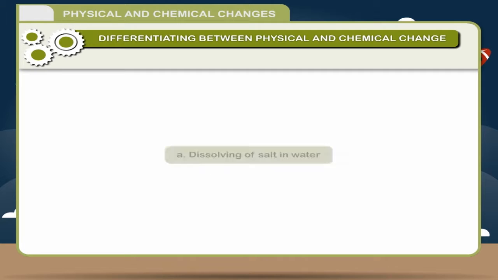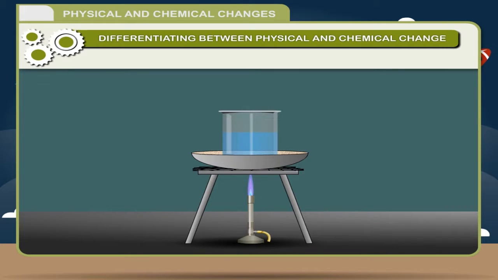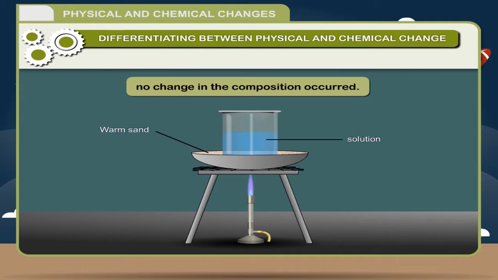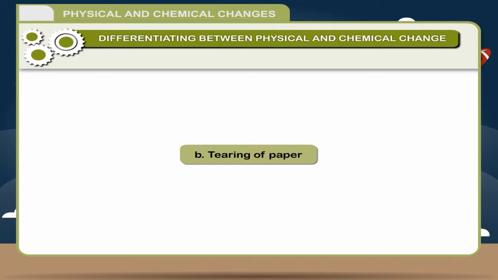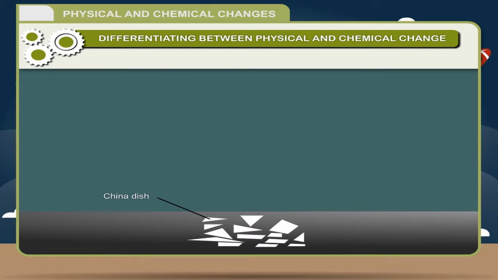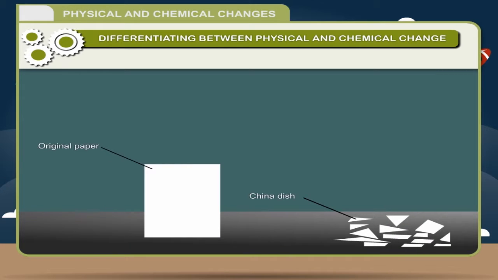Examples: A. Dissolving of salt in water. The taste of water changes, but if you evaporate the solution to dryness over a sand bath, salt is obtained as a residue. Hence, no change in the composition occurred. B. Tearing of paper. A torn paper cannot be restored, but bits and pieces of paper are not a new substance and resemble the original paper.